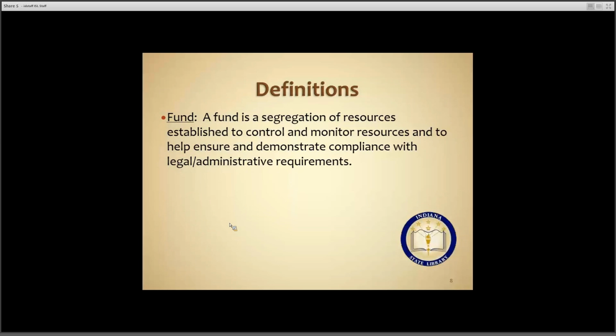This is a definition of a fund. It summarizes my previous statements where the various funds are monitored, keeping track of the budget and financial health of the library.